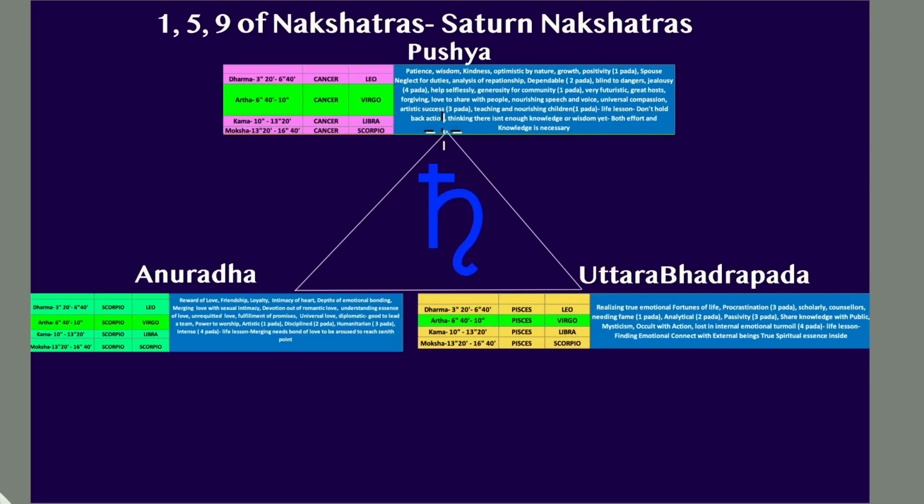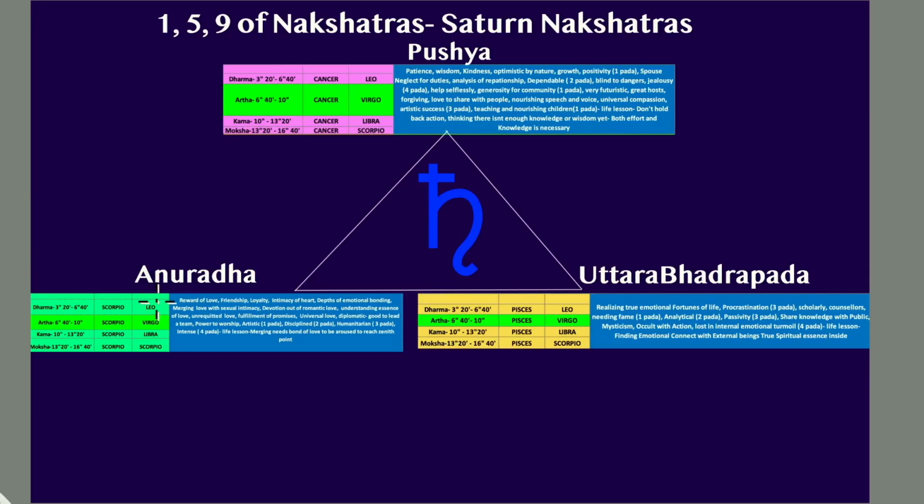Life lesson: don't hold back action thinking there isn't enough knowledge or wisdom yet. Both effort and knowledge are necessary. See there? Virgo being highlighted of Saturn. Don't hold back action. You must do some work here. Pushya people must teach. They must nourish the community. That's the idea. Saturn loves to do things for the community.